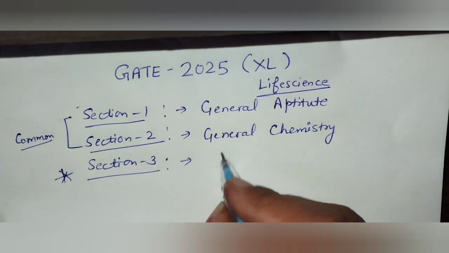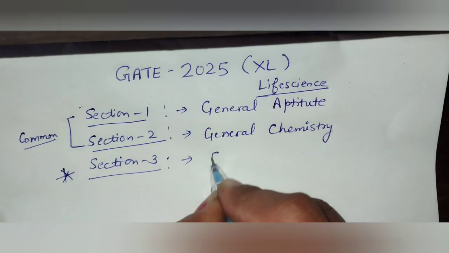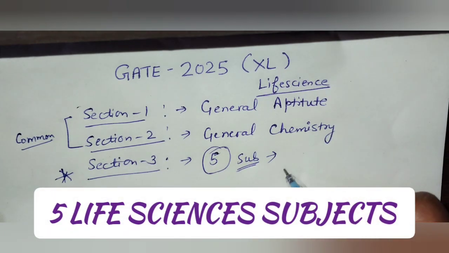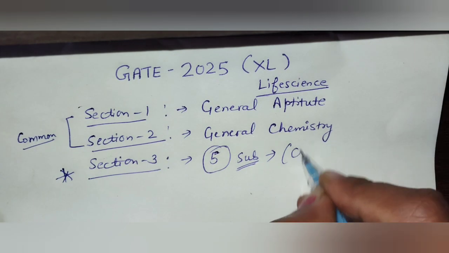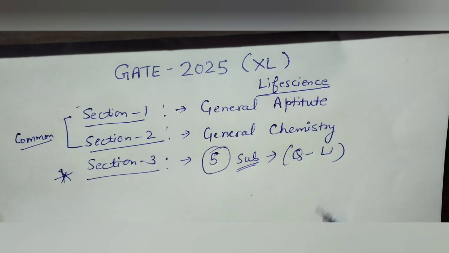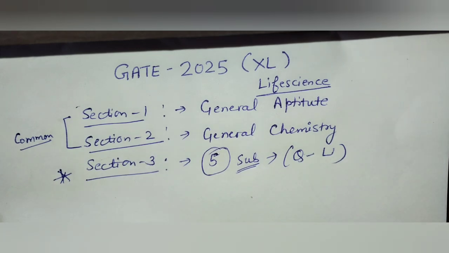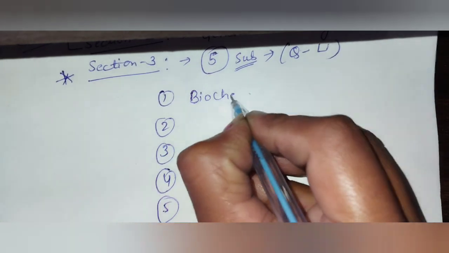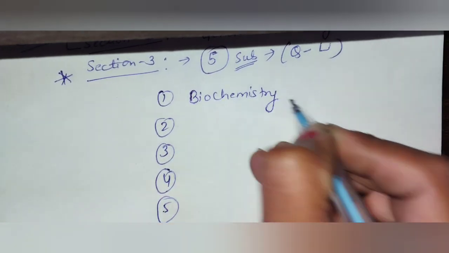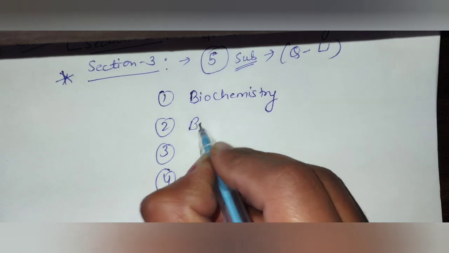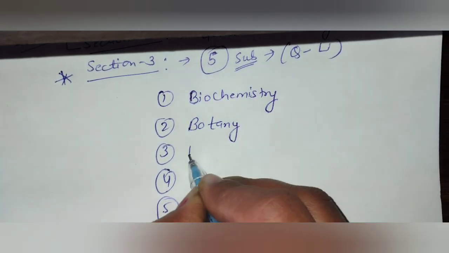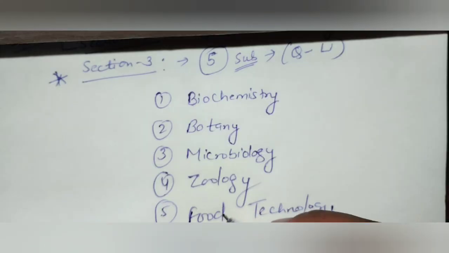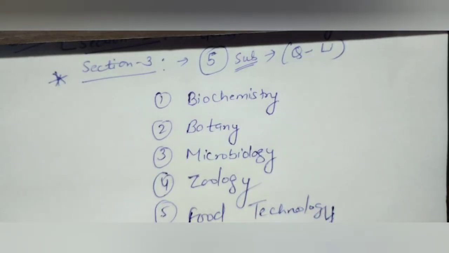It is related to life sciences subjects and we have 5 categories here which are related to life sciences, and their codes are from Q to U. So what are those 5 different subtypes? One is biochemistry, the other one is botany, the third one is microbiology, the fourth one is zoology and the fifth one is food technology.